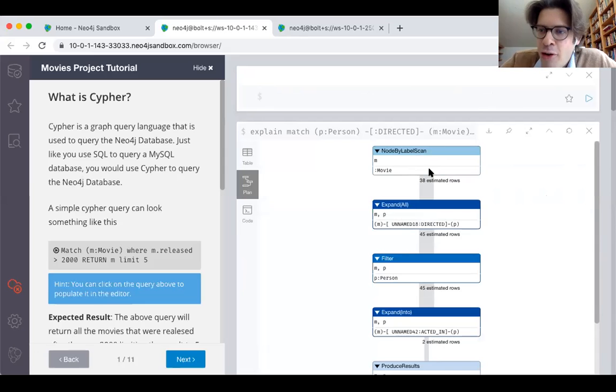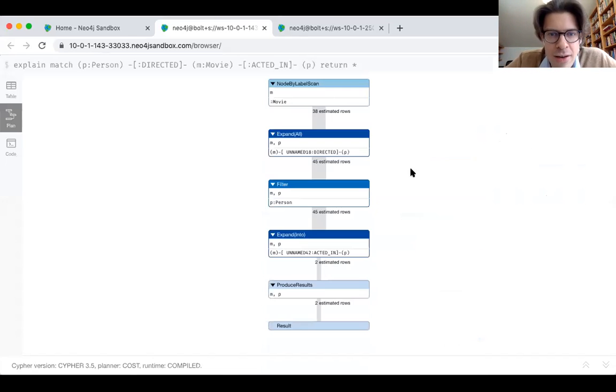So we read it from top to the bottom. I'm gonna make that a little bit larger here. And as you see, the plan starts by a node by label scan. So here I'm essentially using an index which gives me nodes for one specific label, which in this case is the movie. So here the system decided to first search for the corresponding movie nodes.